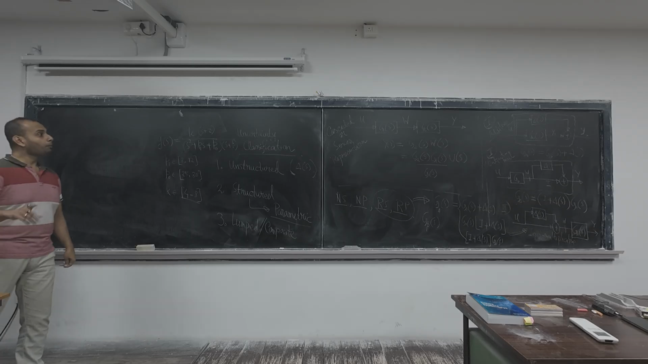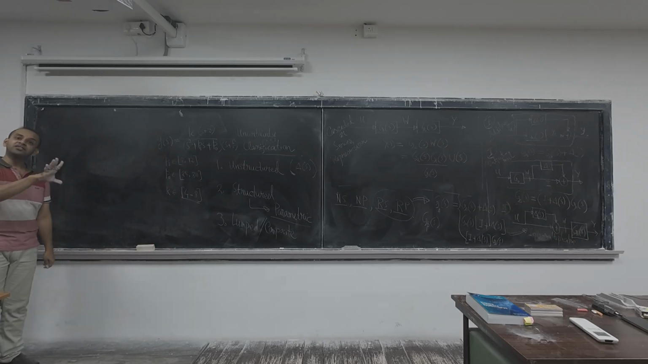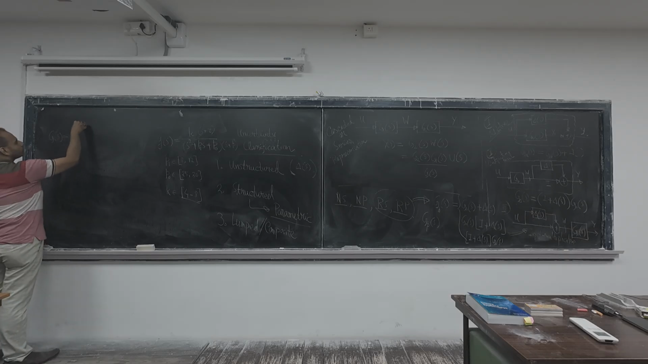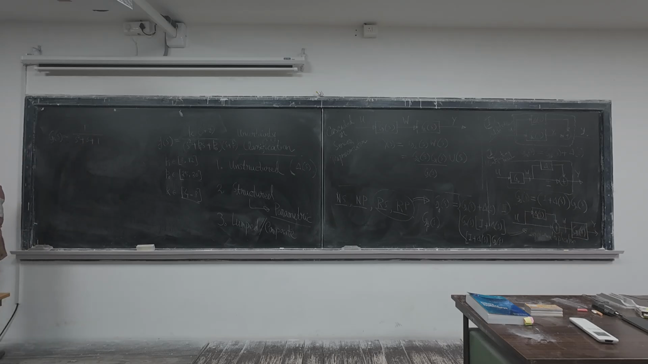Okay. Now, but this confusion still remains. Then what do you mean by an unstructured uncertainty? Suppose I'm giving you an example. Suppose you have 1 by s square plus s plus 1. Suppose this is a second order underdamped system. This is G0. But the original system, I mean the practical system, G delta, was not only this much.